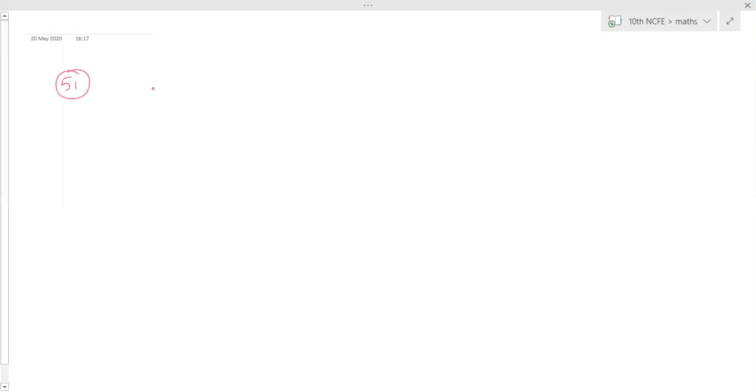That means the first number is 11. The next number will be 12... add 4. In this sequence, add 4: 15. So divide 15 with 4. Do you get the remainder 3? Yes, ma'am. Is this clear?